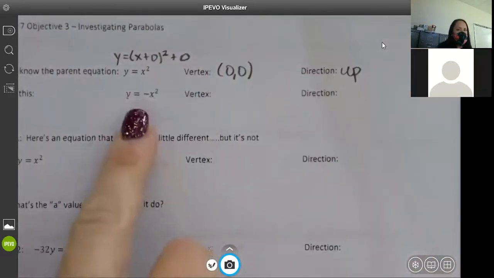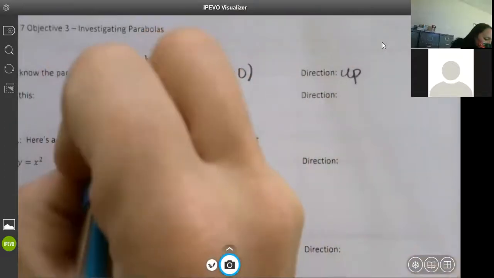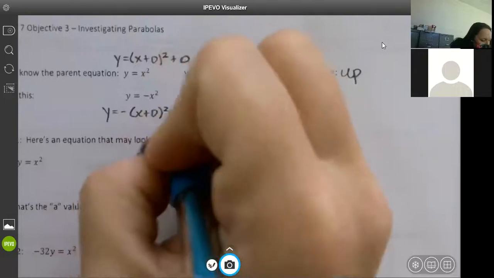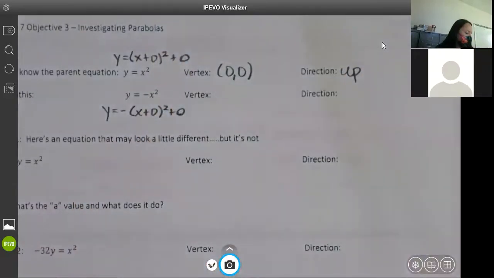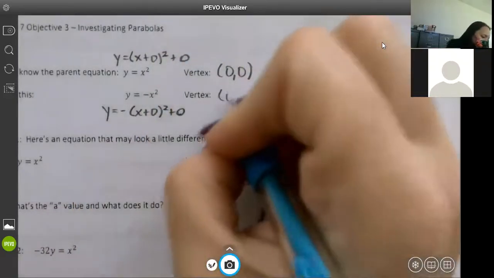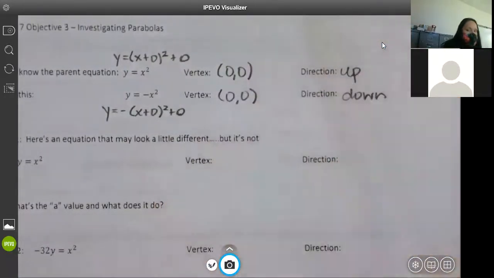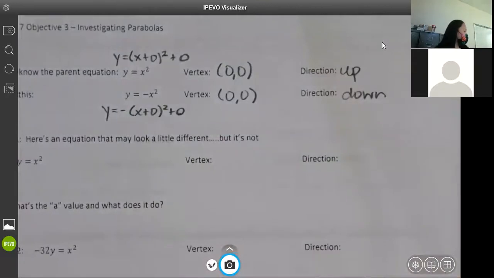So how about this one? It's the same thing. If I rewrite it in vertex form, just the negative goes outside, x plus 0 squared plus 0. So what's your vertex? And then your direction this time would be down because it's a negative. Okay, stuff we already know.